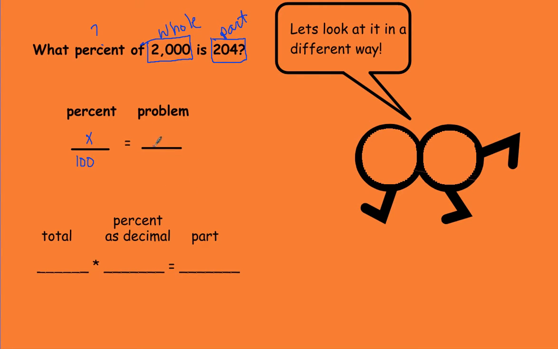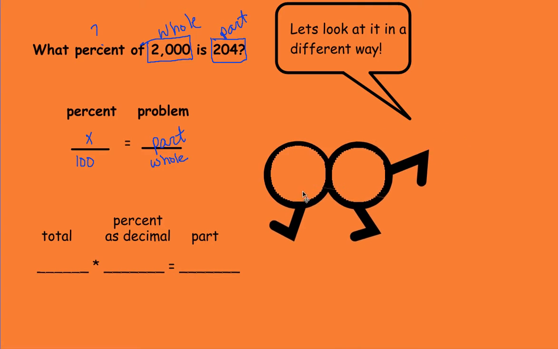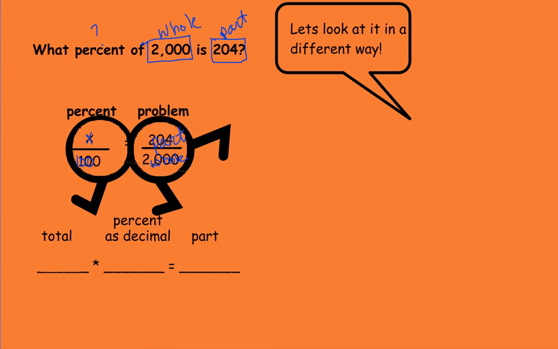And then remember that it's always the part over the whole. So in this case, we know that what we should have found is x over 100 is equal to 204 over 2,000. Or if we wanted to set it up as a multiplication problem, it's always your total times your percent as a decimal is equal to your part.